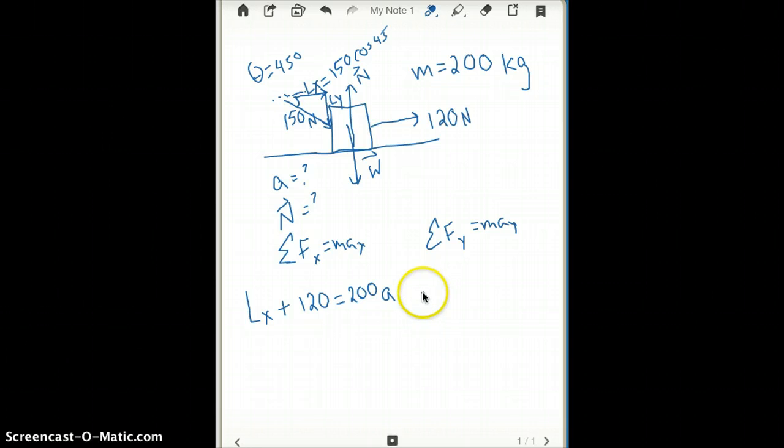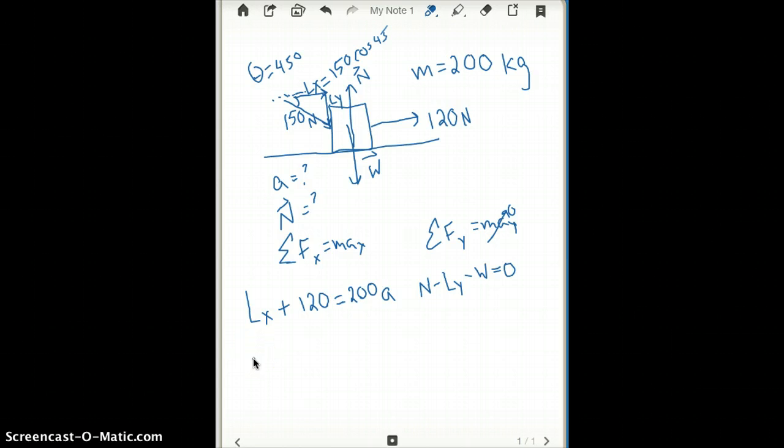In the y direction, we're going to have the normal force pointing up, so it's positive. We say minus Ly, minus the weight, equals 0. Why is this 0? Because there's no motion. The box is not rising up off the floor and it's not sinking through the floor, so there's no acceleration in the y direction. So over here, we can take 150 times the cosine of 45.